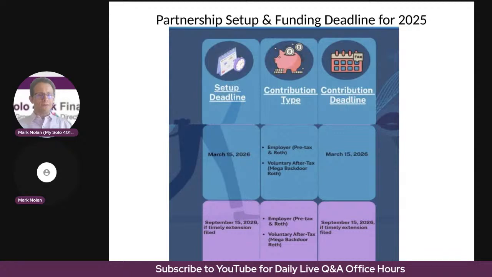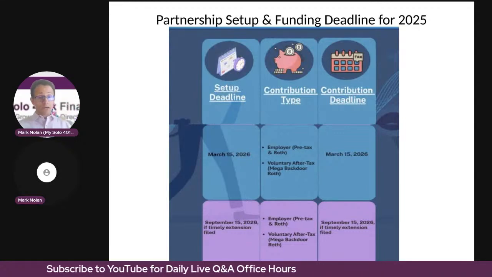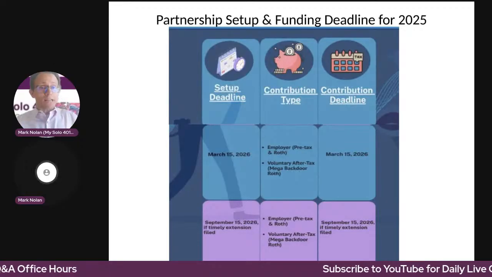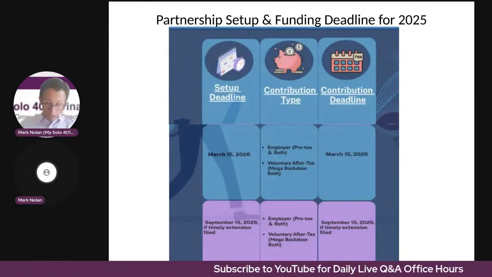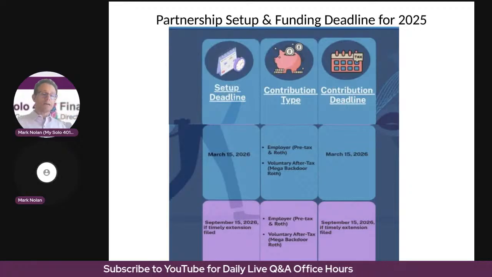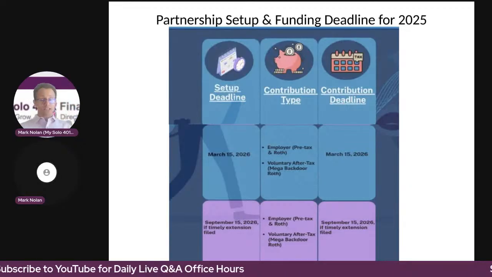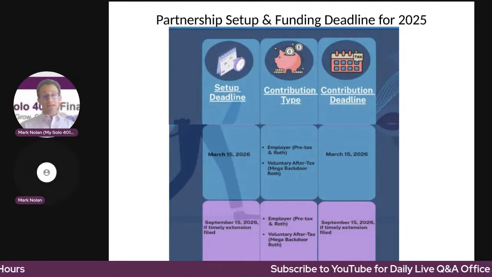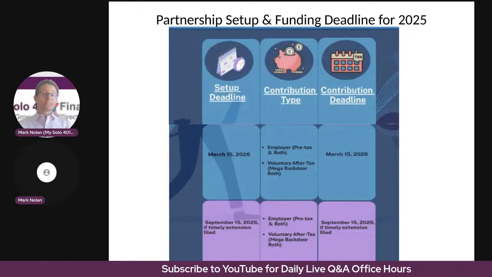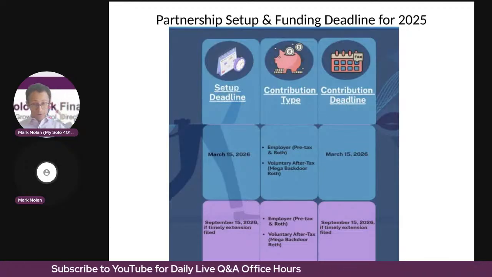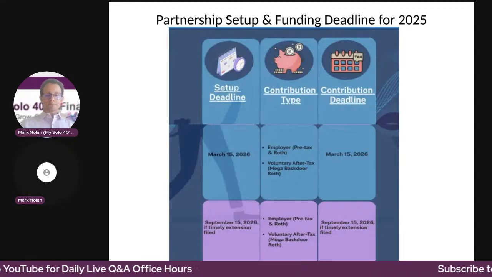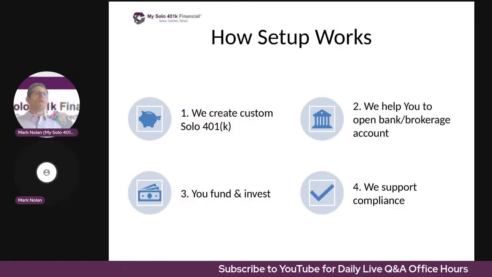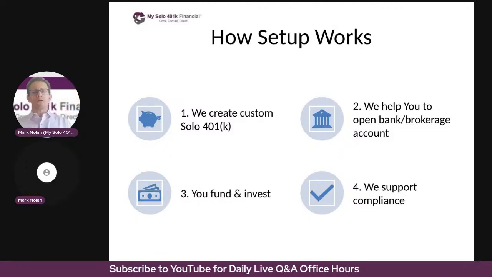If you file for an extension, so the Form 1065 return extension for that partnership, you're going to have an extra 6 months. You're going to have until September 15 of 2026 to open that solo 401k plan and make both employer profit sharing contributions and voluntary after-tax solo 401k contributions for tax year 2025, but you cannot make employee contributions because the plan had to be established, adopted by December 31st of 2025 if you want to be able to make employee contributions. So with my solo 401k financial, we'll create the custom solo 401k plan.